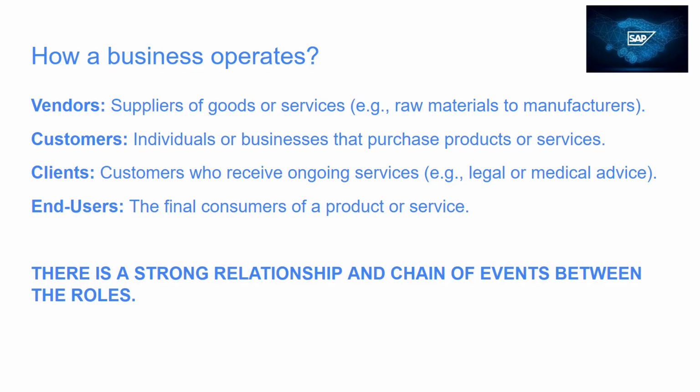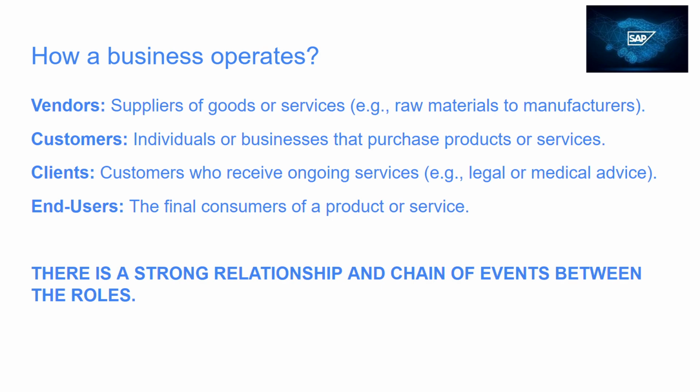So vendors are suppliers of goods and services. You can think of a company or an individual selling raw materials to a manufacturer. Customers are individuals who purchase goods or services from a business and are end recipients of products offered by the business. Clients are a specific type of customer who receive ongoing service rather than a one-time purchase.